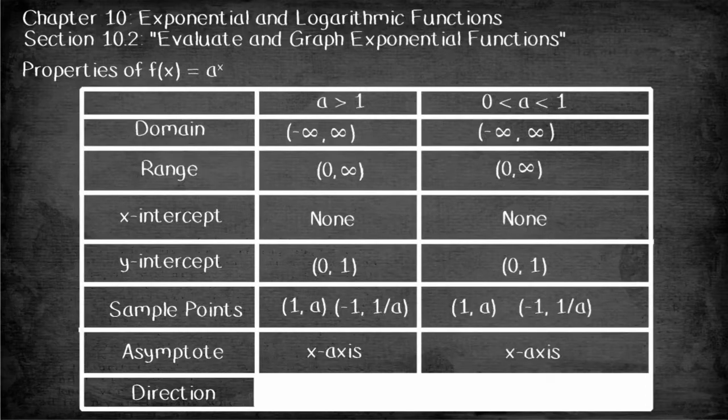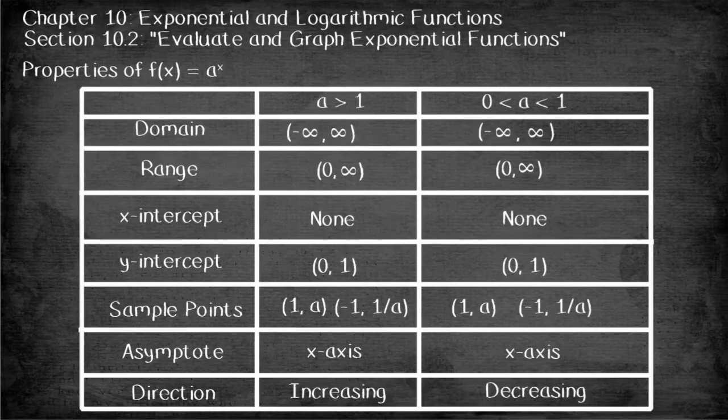And then we have that the x-axis is a horizontal asymptote for the exponential function. We're going to talk about what that means in just a second. But even though the two pictures look significantly different from one another, the only real difference is the direction in which they are going. So if a is smaller than 1, it's decreasing, going down and to the right. But if a is greater than 1, then it's going up and to the right.